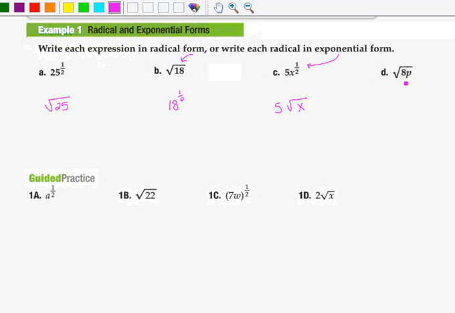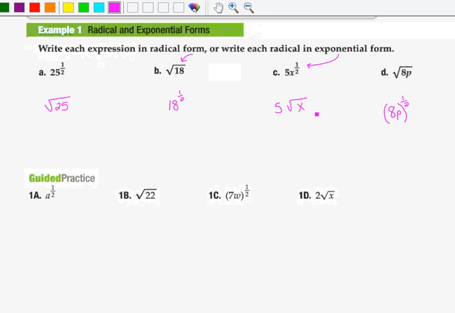Okay, now looking at this radical form, we know that this is going to be exponential. So the base is what is inside that radical, both 8 and p. We are taking both of those to the power of 1/2. So this is tricky. Look at the difference between D and C. Here, just x was taken to that power. Here, both of them are. And because of that, I had to use those parentheses to show, again, that 1/2 is affecting both of those.